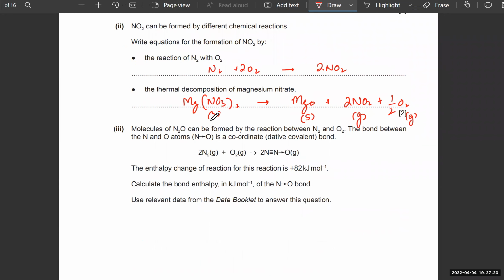Then you've got molecules of N2O that can be formed by the reaction between N2 and O2. The bond between N and O atoms is a coordinate bond. The enthalpy change for the reaction is 82. So you know what the enthalpy change is. For this entire reaction, the enthalpy change is already given to you. It's plus 82. So that is already given. Right. Calculate the bond enthalpy, in kilojoules per mole, of the NO bond.